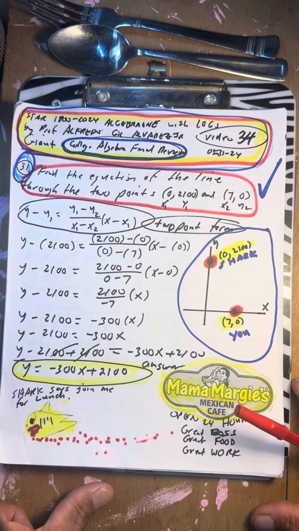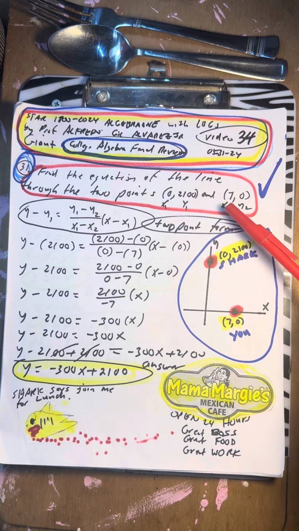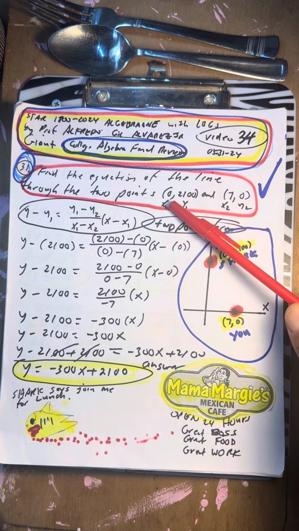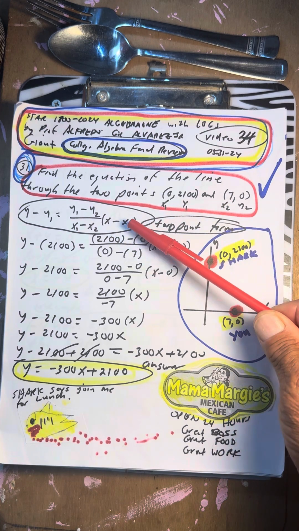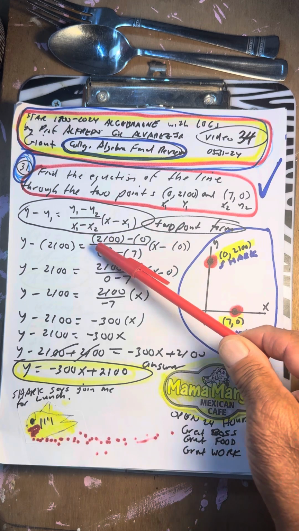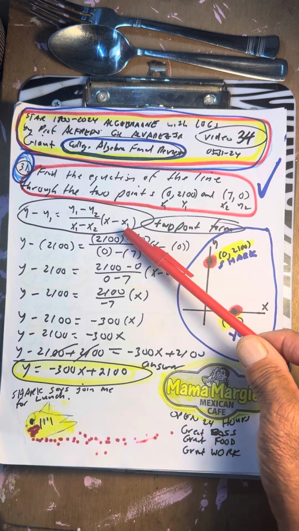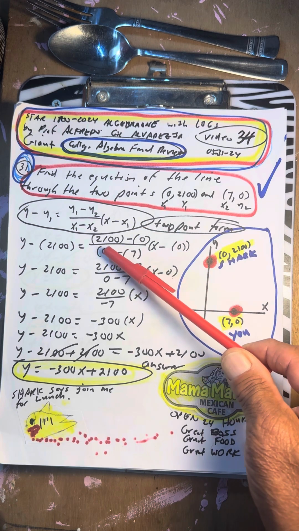So let's do the problem. Find the equation of a line through the 2 points: (0, 2100) and (7, 0). So x1, y1, x2, y2, put them in the 2-point formula. Put the numbers in for y1, y2, x1, x2. So now this is going to be 2100 minus 0 over 0 minus 7.